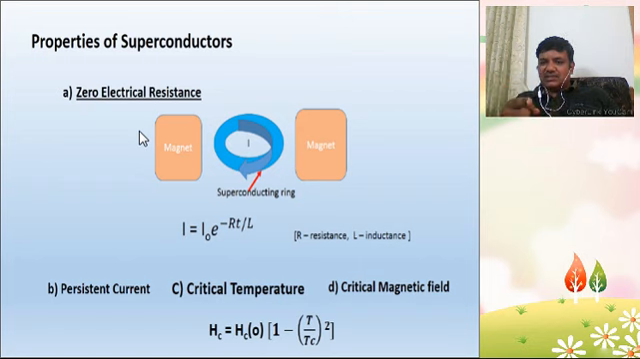So these electrons will attract the ions, and this will become a larger positive region inside the lattice, which in turn will attract the other electrons towards it. So these electrons are attracted towards this.